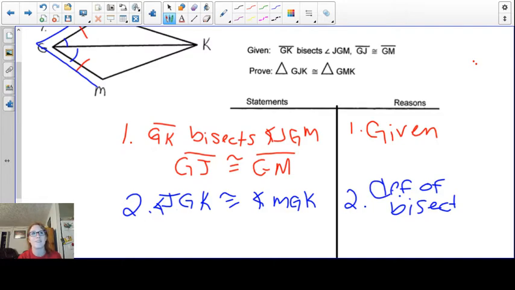Why? This time it's definition of bisect. That's kind of similar to midpoint. Midpoint is saying it's in the middle, and because it's in the middle, they have to be the same. Bisect means it's cutting in half, so therefore they have to be equal. Sounds almost exactly the same, but they're not. They are two different things.